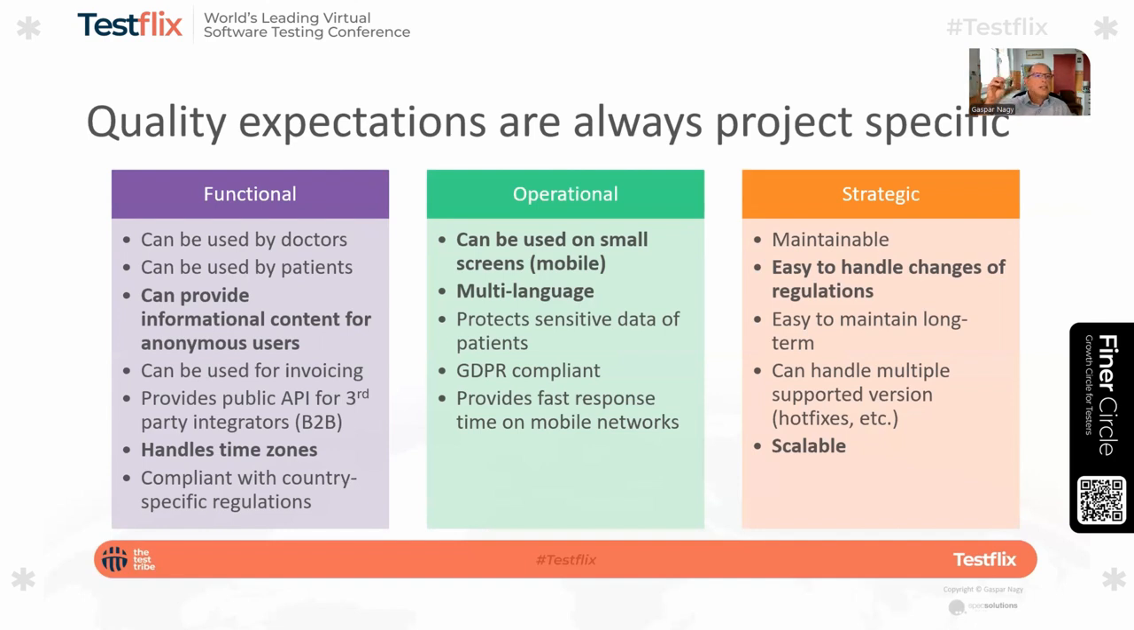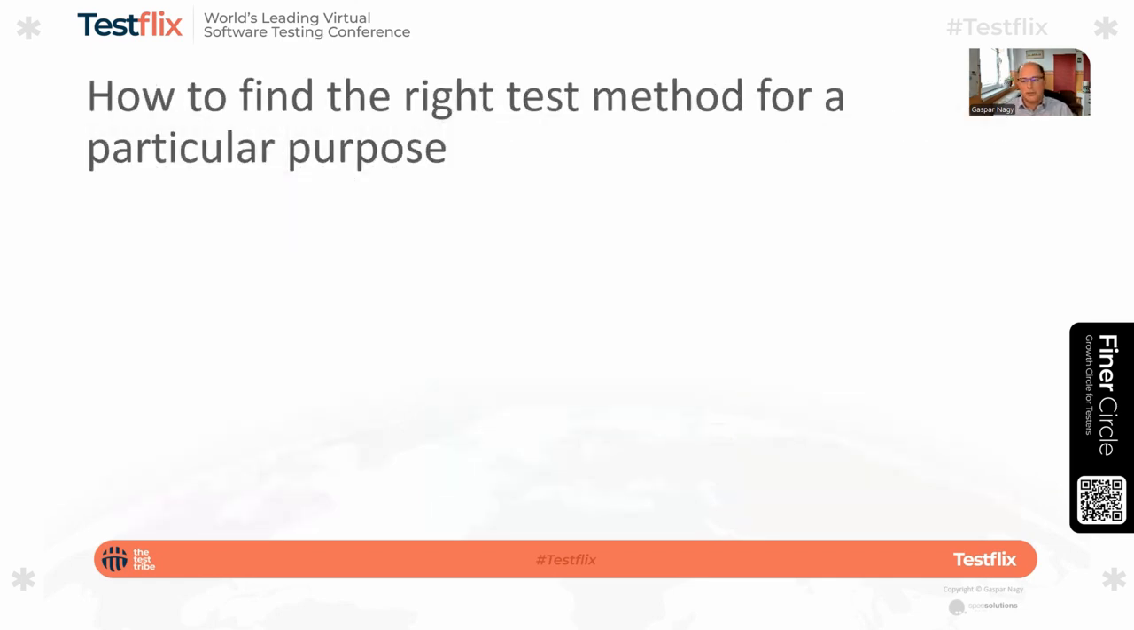So for example, from the functional quality, for this application, it was important that it provides informational content for anonymous users, and it's also handling time zones. From the operational, it was important for them that it works on mobile, because their users are working mobile, and it's multi-language. And from the strategic, that it is easy to handle regulations. It's a regulated business, and it's scalable, because in that case it was a startup. They had only a few users now, but they were expected to have quite many in the near future.